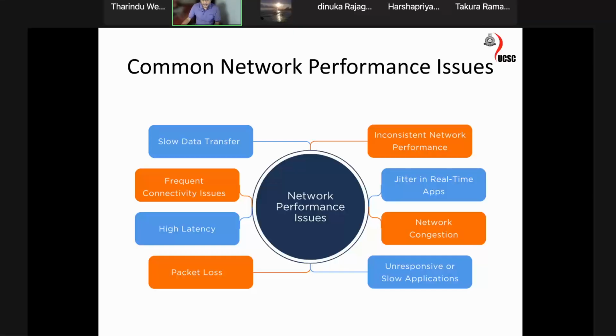Another complaint can be frequent connectivity issues. Let's say you have connectivity to a cloud application from your local campus network. Most of the time, you have connectivity issues with the cloud application.